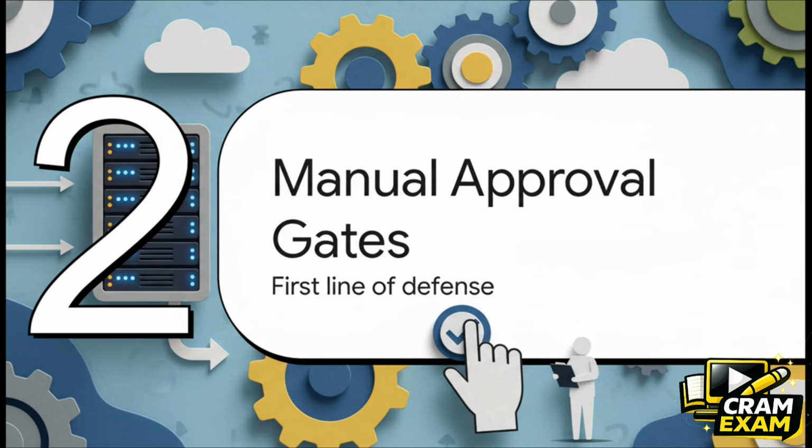Section 2. Manual approval gates. The first line of defense. Listen, this is where people mess up. They naturally think automated deployment means absolutely zero human interaction from start to finish. But let me tell you, that is a dangerous assumption.